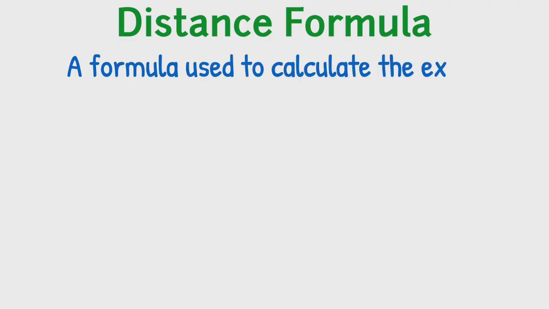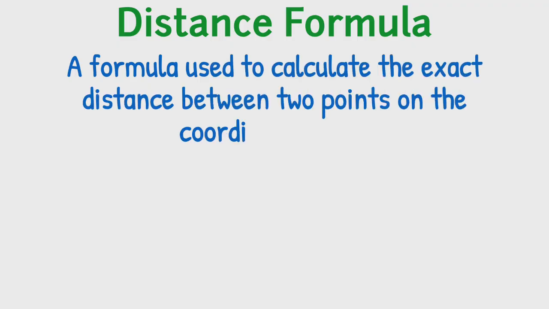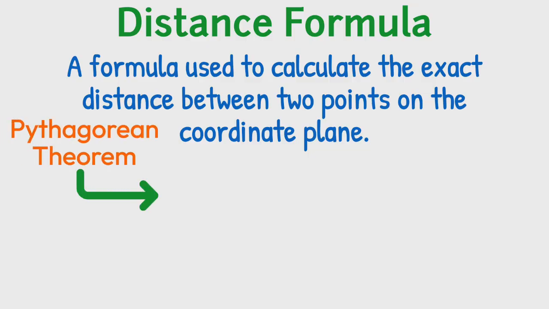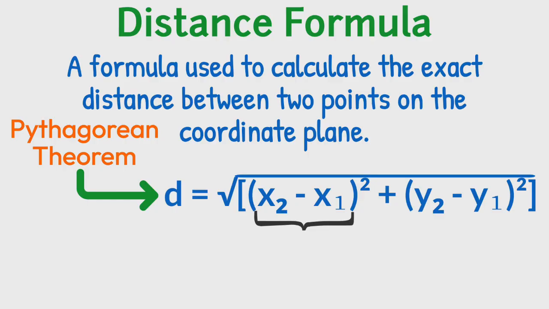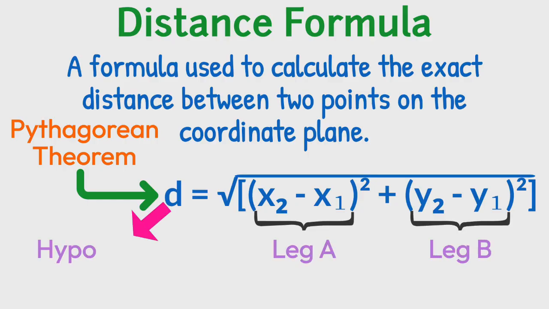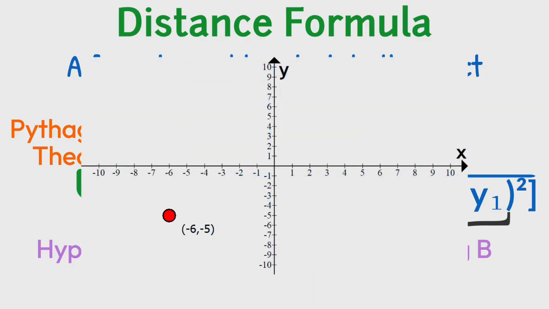Distance formula. A formula used to calculate the exact distance between 2 points on the coordinate plane. It is derived from the Pythagorean Theorem and is written as distance equals the square root of the quantity x sub 2 minus x sub 1 squared plus the quantity y sub 2 minus y sub 1 squared. The difference in the x coordinates and the difference in the y coordinates acts as the legs of the right triangle, and the distance is the hypotenuse. Every time you use the distance formula, you are applying the Pythagorean theorem in disguise.